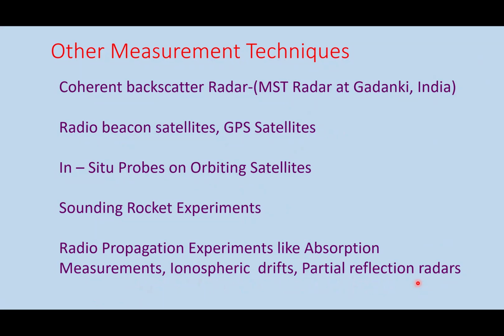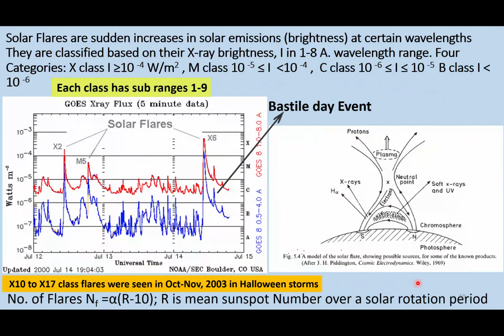Okay. Now we pass on to some of the phenomena in the ionosphere. For example, the solar flare is a phenomenon occurring in the sun, but it has its repercussions, its effects on the ionosphere. What are they? That we will see now. So what are solar flares? They are sudden increases in the solar emissions or brightness or intensity at certain wavelengths, particularly the X-ray wavelengths.